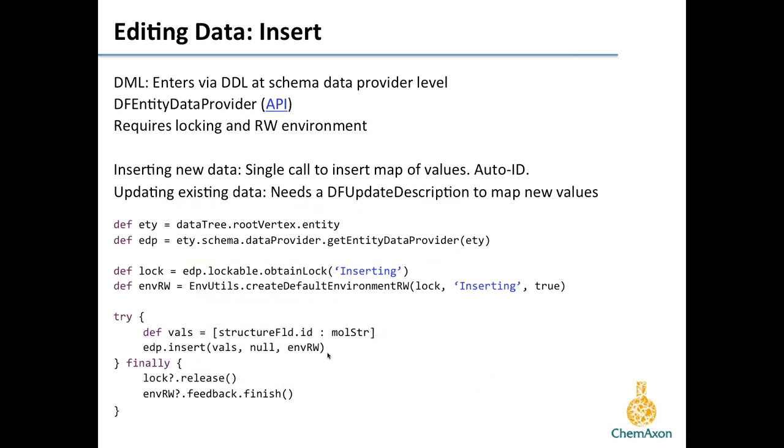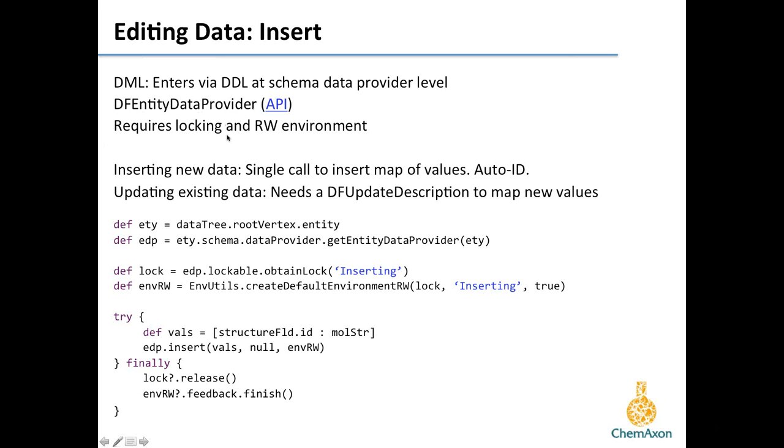The other thing that we're going to want to be doing is editing data, which will be inserting or updating. So the first one we're going to do is looking at inserting data. Now, if you remember, editing the data itself is all done through DML, which enters via the actual DDL, which is the architectural structure components of the API at the schema data provider level. And thus, we're going to be using our entity data provider, a DF entity data provider.